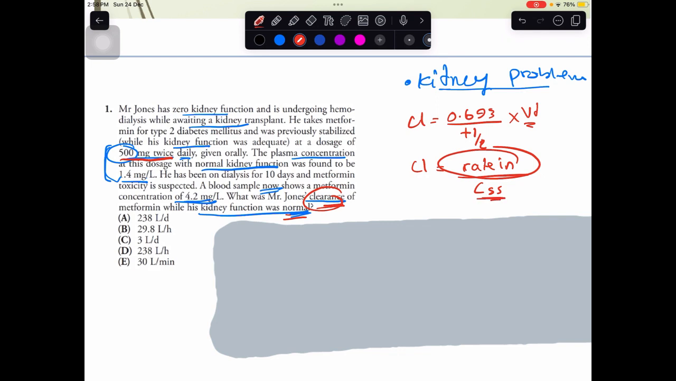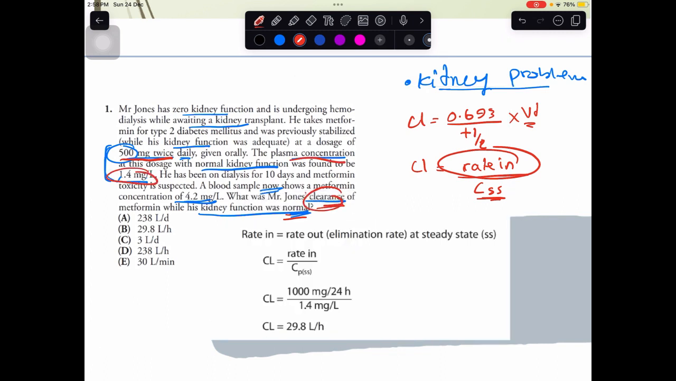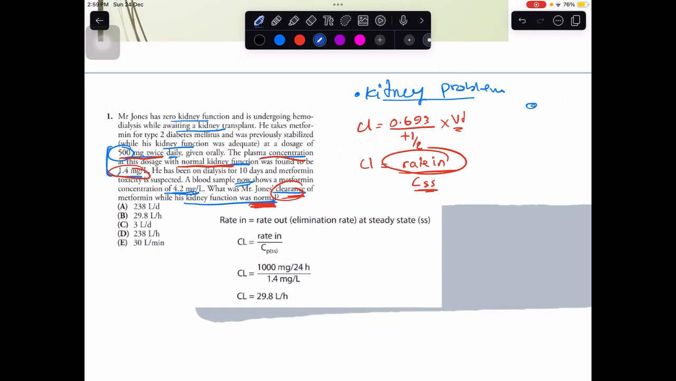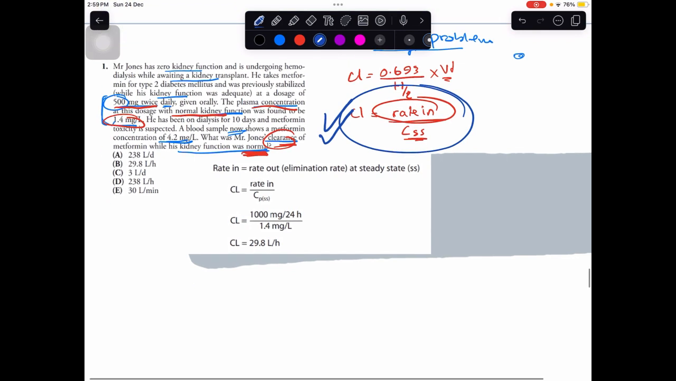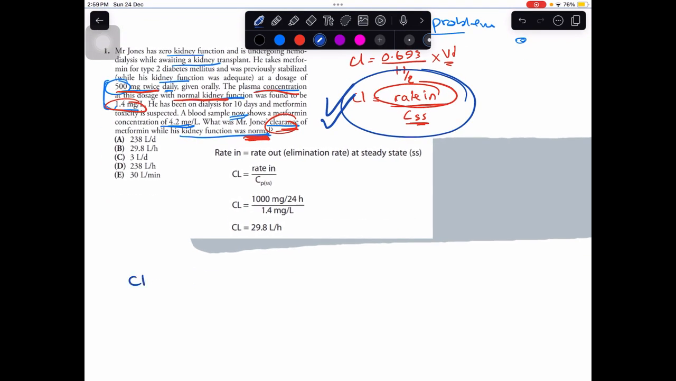And the constant steady state, which is the plasma concentration, was held good. And I'm taking 1.41 and not 4.2. Why? Because they're asking for the normal, and this is with the normal kidney. They're trying to trick you a bit. They're trying to see, can you identify which numbers are you choosing? Do you understand the question? So it's good that we highlight this. Okay, now after I write it down, I understood that this is the formula that I will use.